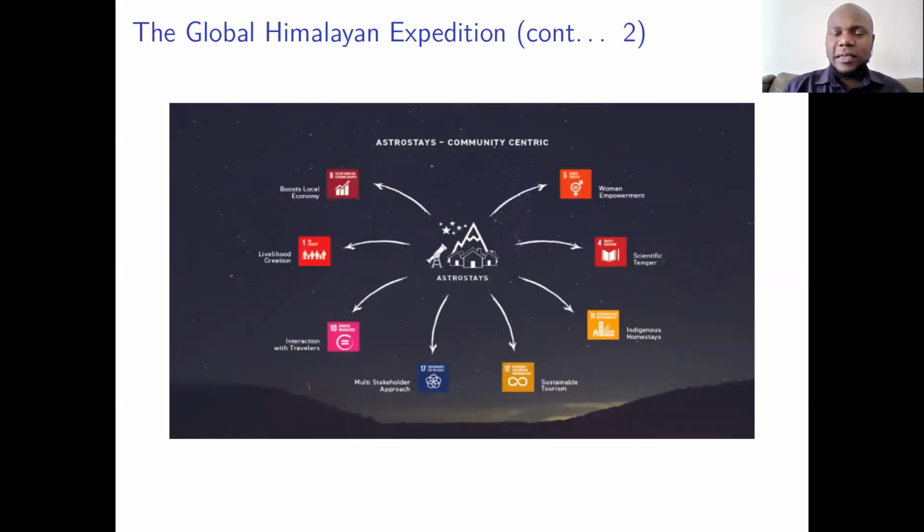This is one of the cases in which we are lucky. We can actually clearly see where this money has gone to. And we can see that this project of astrotourism in the Himalayas has also had an impact on a number of sustainable development goals.